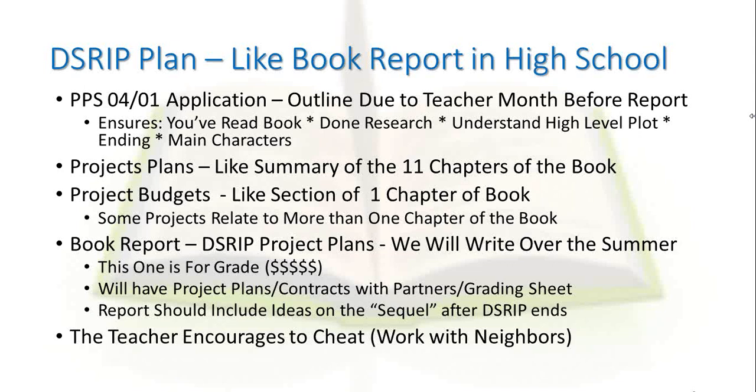Project plans, at that point we'll have formal contracts with all the partners of the PPS, and I say there'll be like a grading sheet. The Department of Health, for many of these determinants or metrics of how funds will flow to the PPS, many of those are already defined and will be further defined by the Department of Health. So from that standpoint, most of that should all be known by the time we submit our final project plans. And then key, I think, also is this report, if we think of it that way, should include our ideas on the sequel of this book after DSRIP.